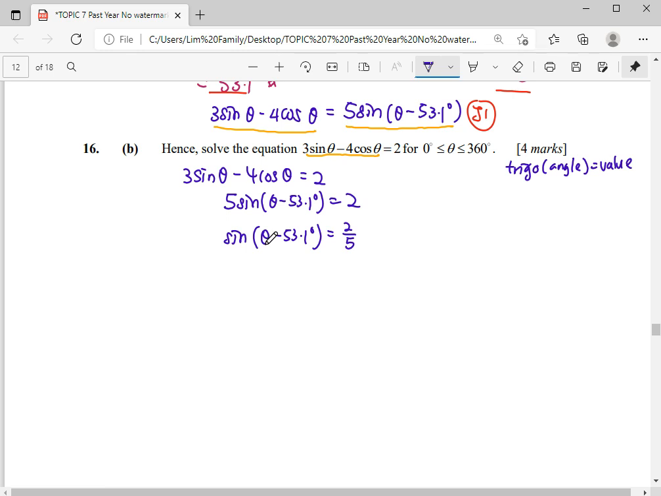So the solving involves four steps. The first one will be the range. Second is about the quadrant. Third one is about the basic angle. And the fourth one will be the rotation, to find out the angle involved.